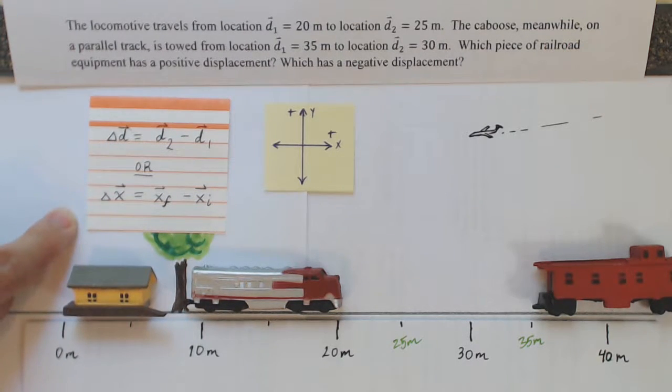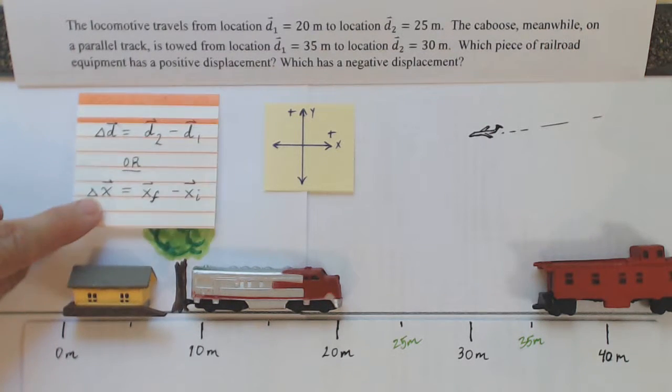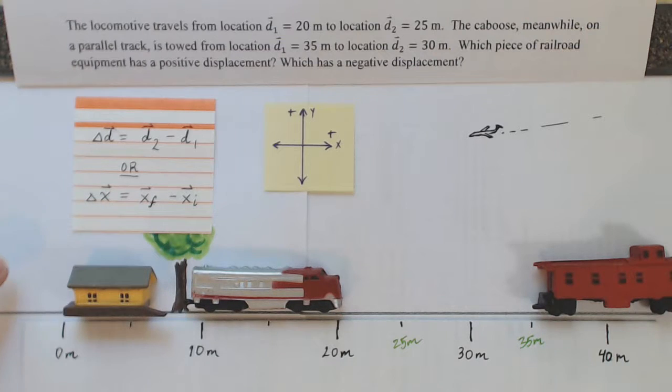However, the Walker textbook uses x as the variable that symbolizes position, and delta x standing for displacement. So displacement in the Walker text convention would be delta x is equal to x final minus x initial, or final position minus initial position. Either way, we do the last position minus the first position. So let's consider the locomotive now.